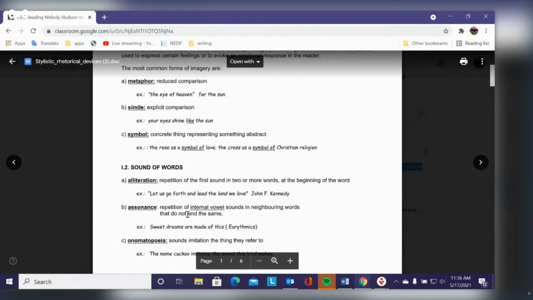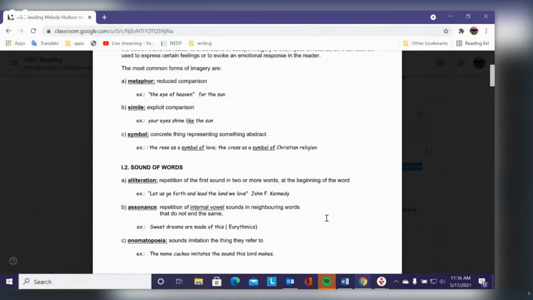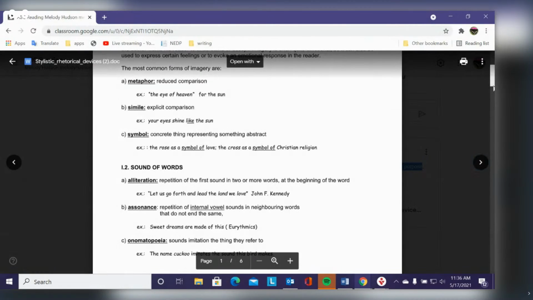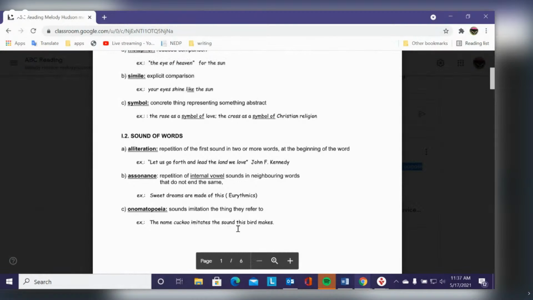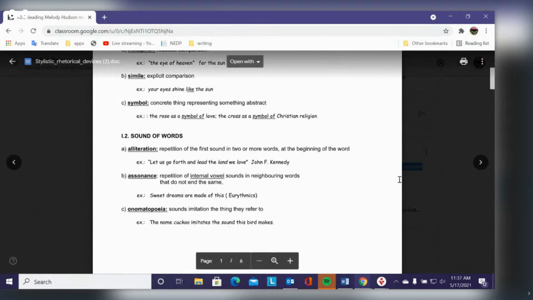Assonance, which is repetition of the internal vowel sounds in neighboring words that do not end the same. "Sweet dreams are made of this." And the way they pronounce it in the song, they say, "sweet dreams are made of these." So what is our internal sound? E, E, E. Sweet. I'm not going to sing it. Started to sing it. And then onomatopoeia. It sounds like the thing it refers to. The name cuckoo imitates the sound that the bird makes. Cuckoo.